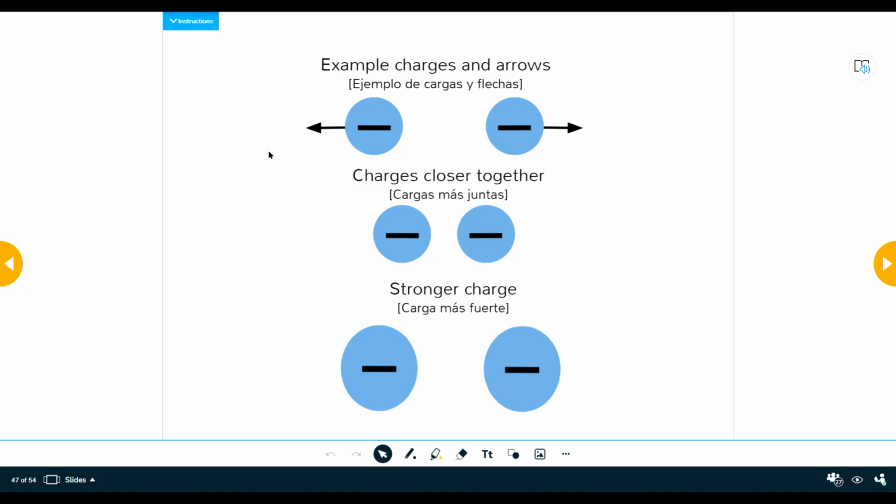What happens if these same charges get closer together? What happens is the arrow gets bigger. But what if they maintain the same distance and the charges are stronger? That is the same result. The arrows get bigger.